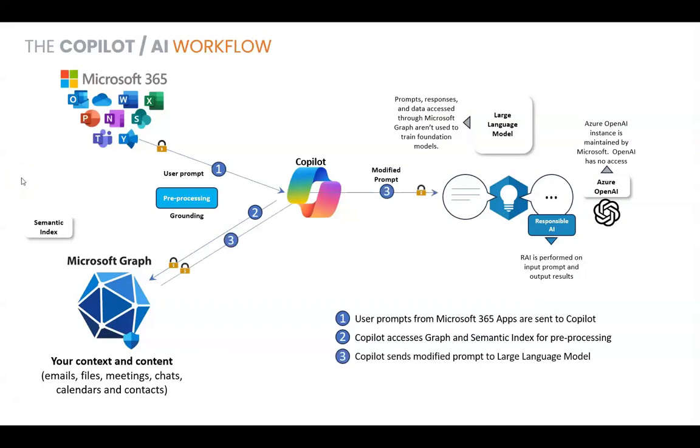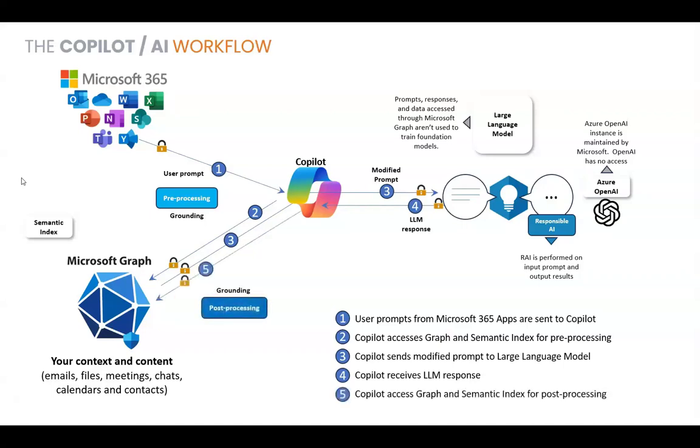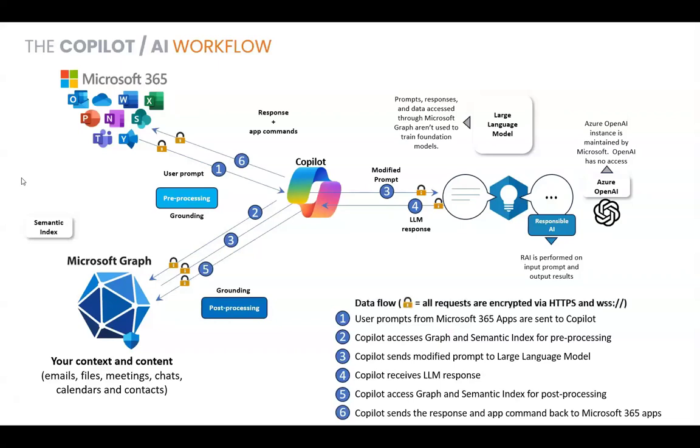Now the third step is it goes out, it modifies the prompt, and it goes to the large language models within Azure OpenAI, and it follows responsible AI to make sure that it's giving you a proper LLM response. LLM is large language model response. It then goes back to your graph, it does post-processing, which ends up giving you your response and your application commands and so forth.